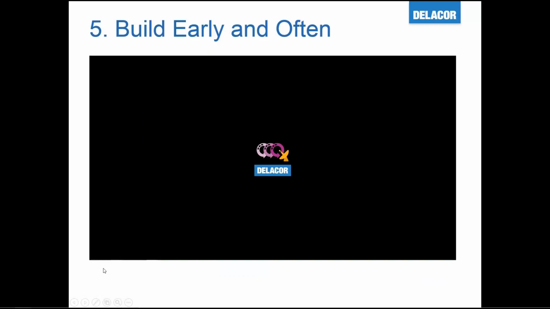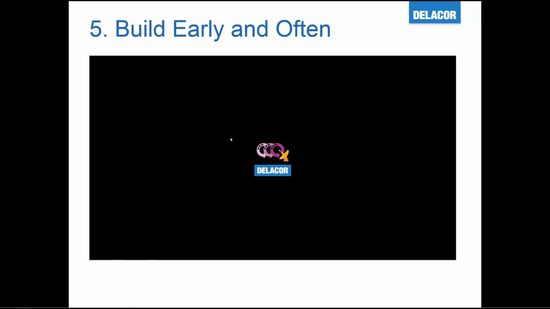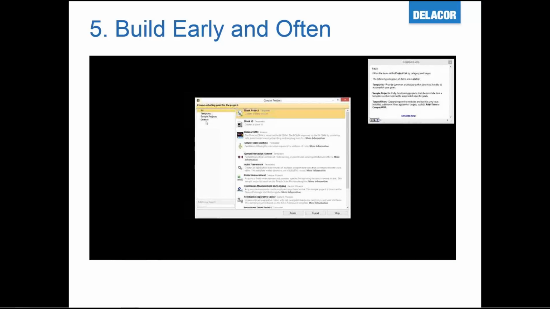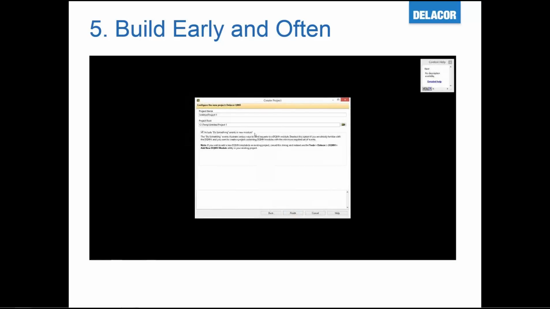So this demo is going back to the idea of building early and often. And what I'm going to be showing you here is the Delacour QMH, which you can download for free from the LabVIEW Tools Network. Once you download it, it's going to add in your Create Project the option of creating a Delacour QMH project. And you can give it a name, where you want to save it, and whether you want to include the do-something events or not.